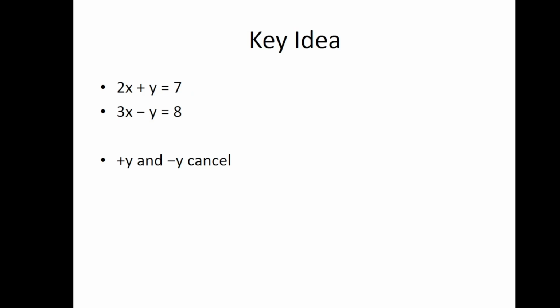So here, as you can see, considering the equations, we have 2x plus y equals 7 and 3x minus y equals 8. Notice something interesting? One equation has positive y and the other has negative y. So this means that we can combine the equations to eliminate a variable instantly. Instead of substituting, we can cancel one variable and solve it directly. So this is the key idea behind the elimination method.